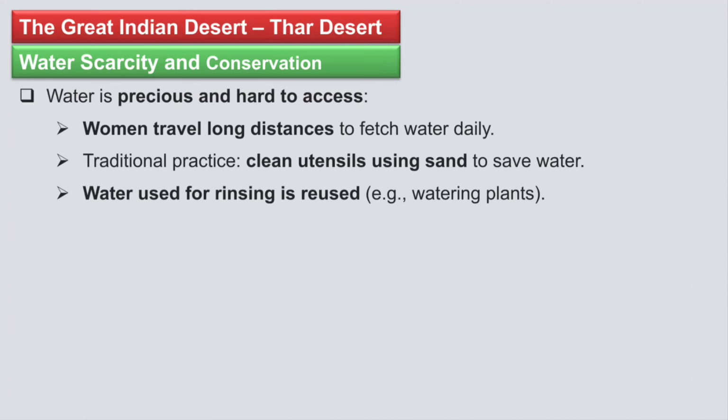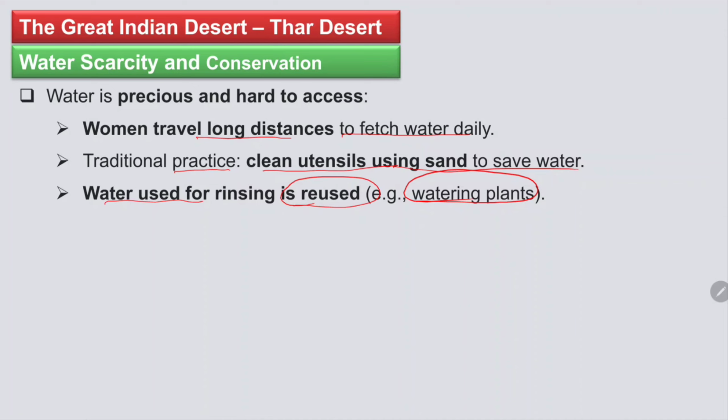So water is very precious and very hard to access, and women travel long distances to fetch water daily. And a traditional practice is cleaning utensils using sand to save water. See what happened, in order to save water, they clean the utensils using sand, okay. Only to rinse will they use a little amount of water, and this water is then reused for watering plants. So this is how they save water, because they know the value of water.